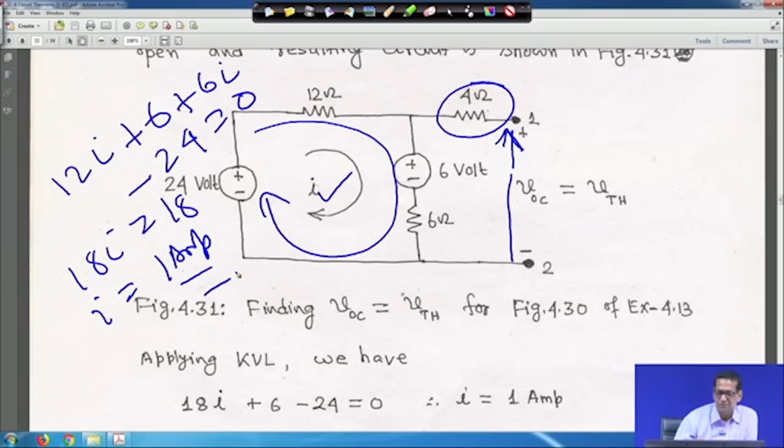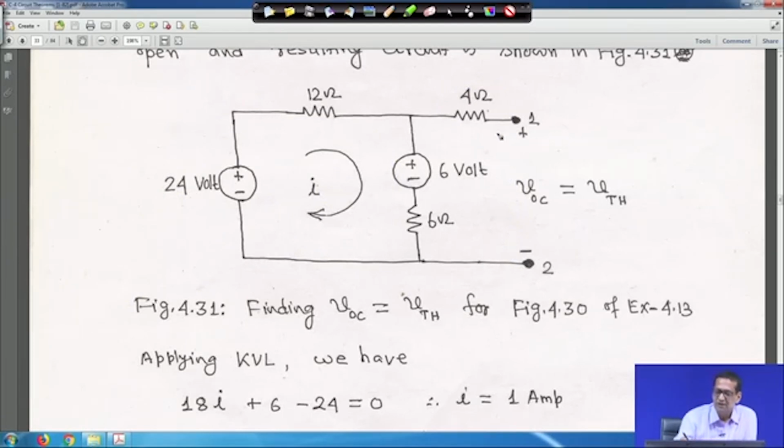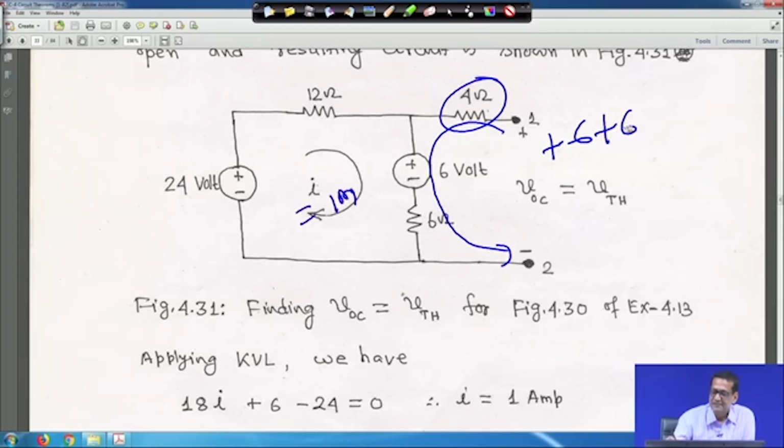So, when you know I is equal to 1 ampere, now you apply KVL here. In this case, the current flowing through this 4 ohm resistance is 0. Therefore, if you apply KVL moving like this, I can write plus 6, and I we got as 1 ampere, so plus 6 into I minus V Thevenin is equal to 0, because it is encountering the negative terminal first. Therefore, V Thevenin is equal to 6 plus 6 and I is equal to 1.